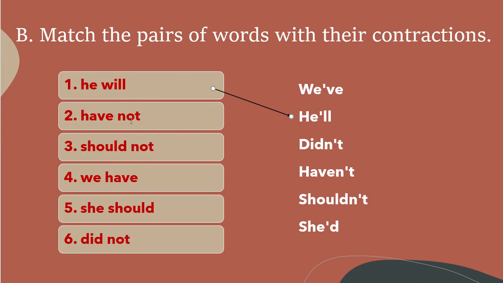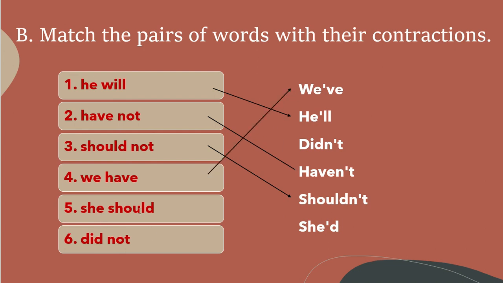Have not. So, have not will become haven't because we are removing O. So, this will become haven't. Okay. Should not will become shouldn't. Everything is same. Bas humne O ko hataya, wahan apostrophe rakha. We have. We remove HA. This one. Okay. So, I'll just take this. This is we have. Fine.